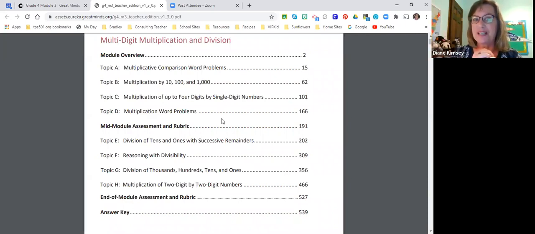Well, if we're doing multiplication and division, obviously the second part is division. Let's take a look. Division of tens and ones, reasoning with divisibility, division of thousands, hundreds, tens, and ones, kind of similar to topic B up there, but going with division. And then topic H, multiplication of 2-digit by 2-digit numbers, and then we're going to take the assessment.